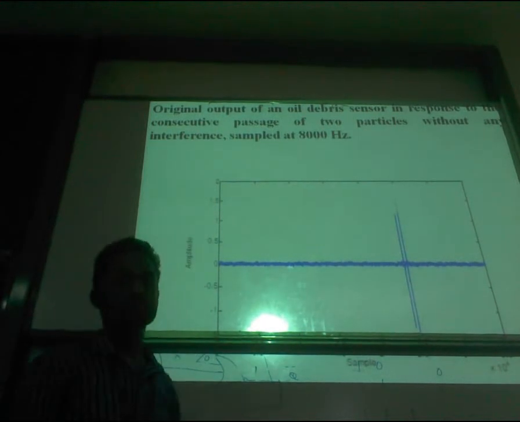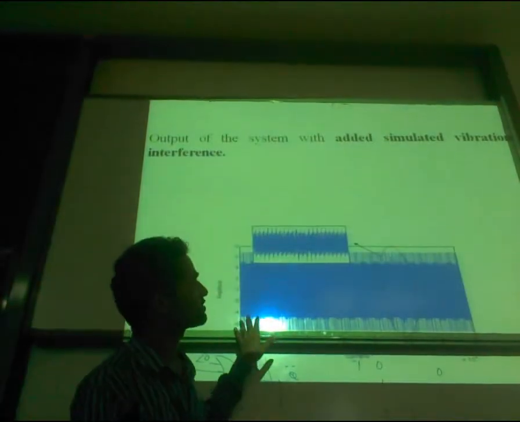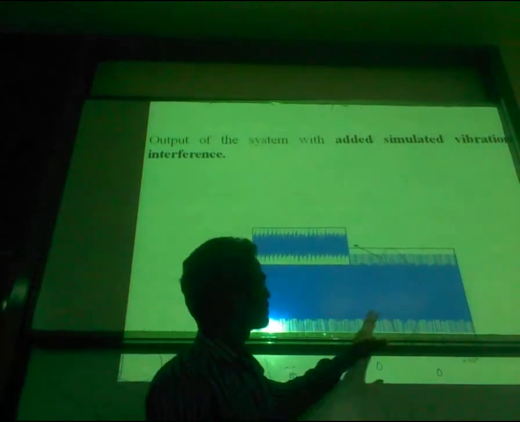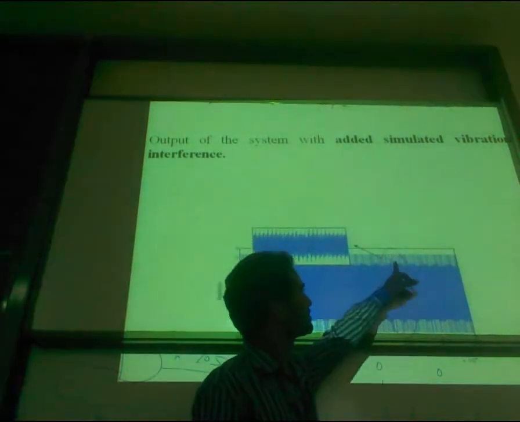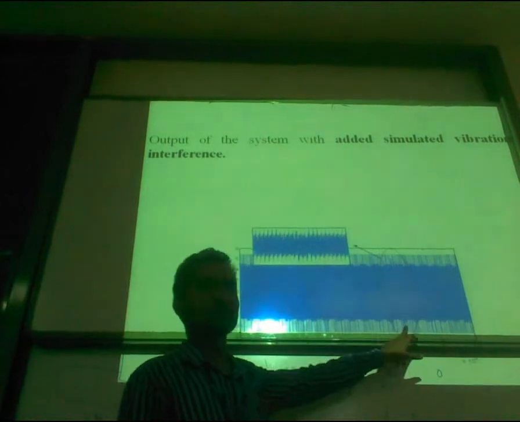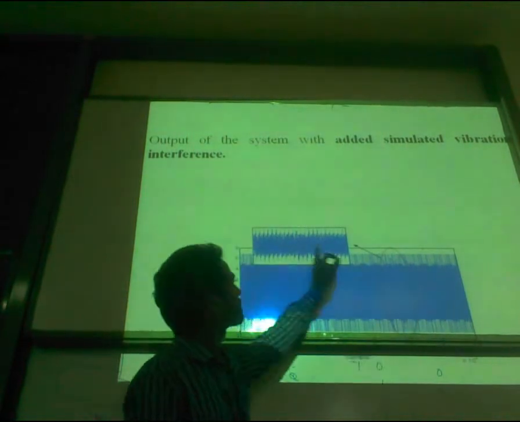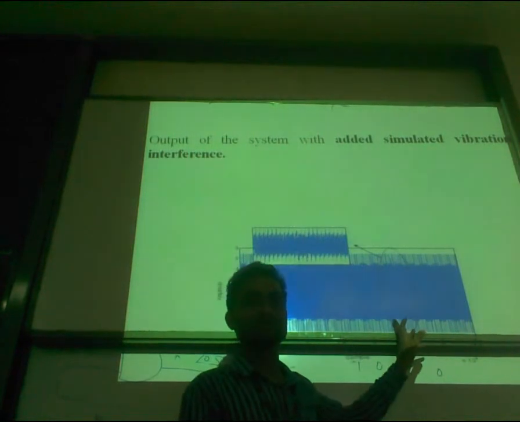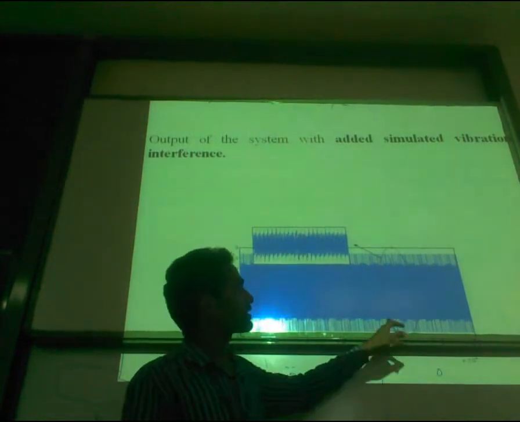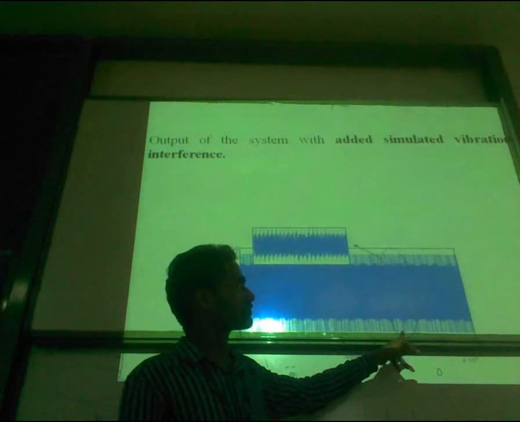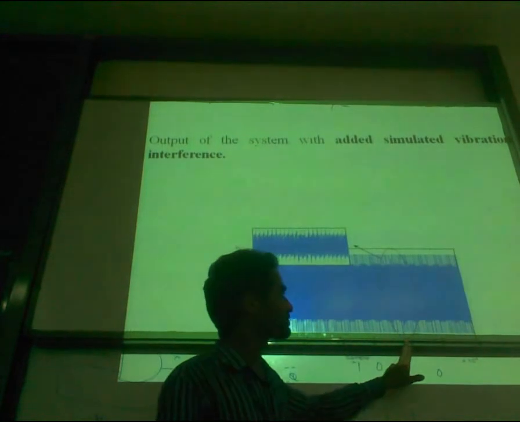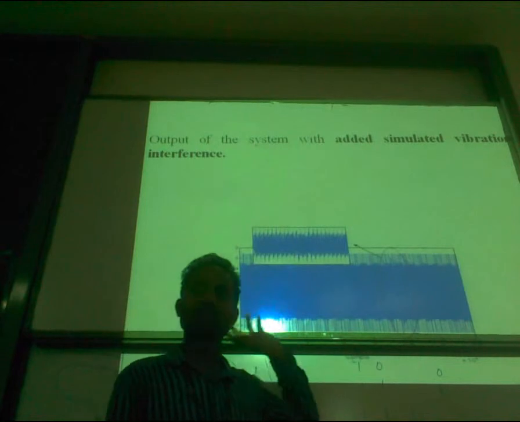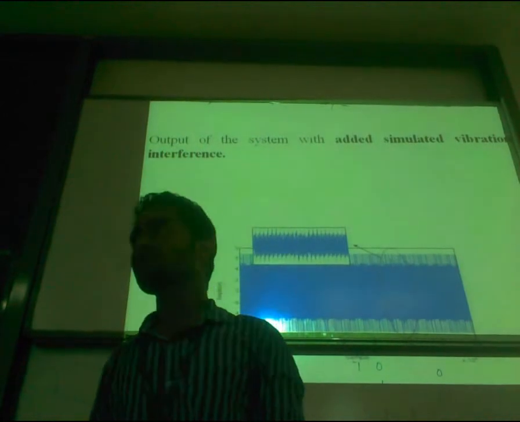But in actual practice, this is the kind of signal we get from the oil debris sensor. Here you can see that there is a lot of noise, but at this point the two particles pass through the oil debris sensor. So we can't predict the quantity of oil debris that passed by using this kind of signal. That's why we are going for signal rectification.